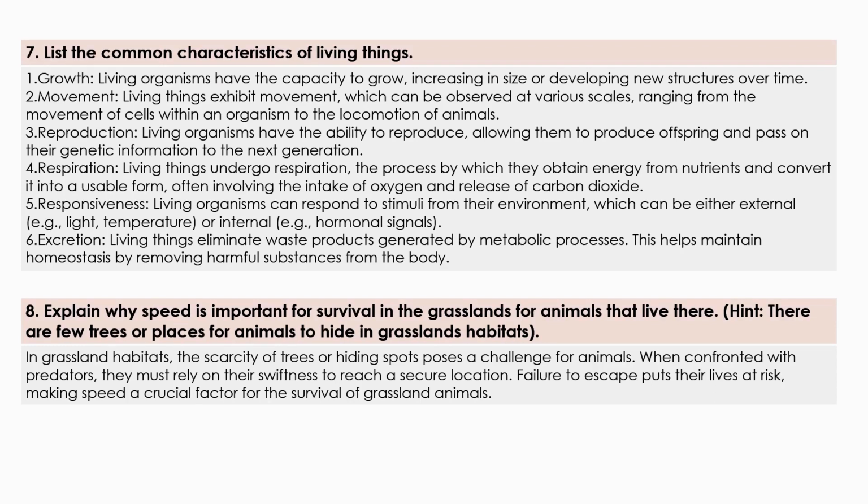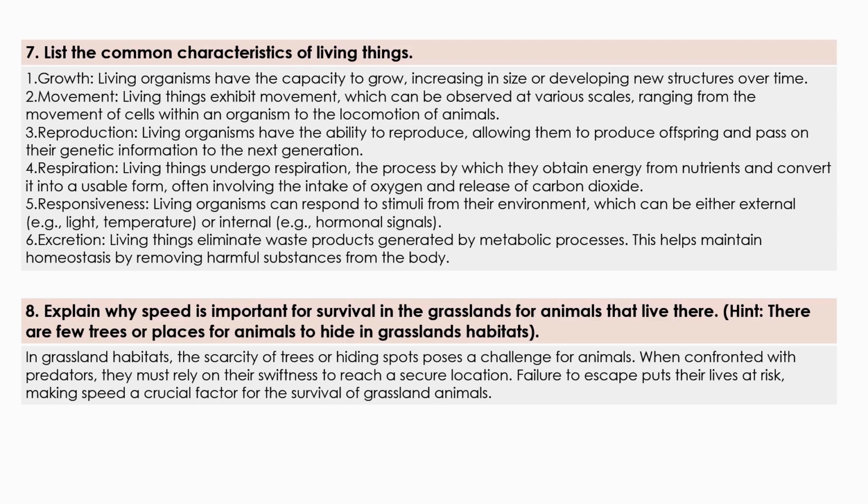List the common characteristics of living things. First one is growth. Living organisms have the capacity to grow, increasing in size or developing new structures over time. Number 2 is movement. Living things exhibit movement which can be observed at various scales, ranging from the movement of cells within an organism to the locomotion of animals. Number 3. Reproduction. Living organisms have the ability to reproduce, allowing them to produce offspring and pass on their genetic information to the next generation.